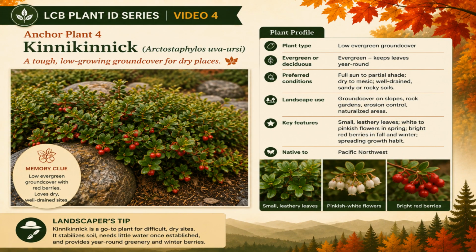Kinnikinnick is one of the most useful plants to remember for dry sites. Its scientific name is Arctostaphylos uva ursi. It is a low-growing evergreen ground cover. Kinnikinnick spreads across the soil, helping cover bare areas and reduce erosion. It performs well in dry, well-drained locations, and is often used on slopes, rock gardens, and naturalized sites. It has small, leathery leaves, pale flowers, and bright red berries.